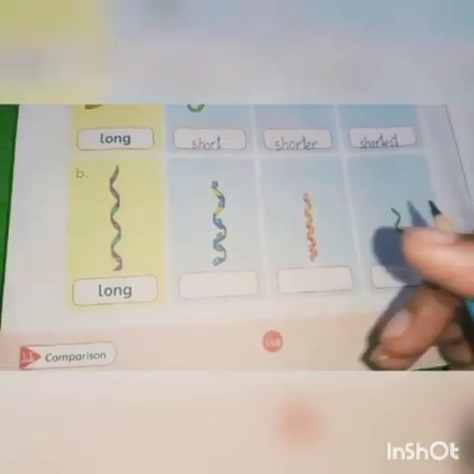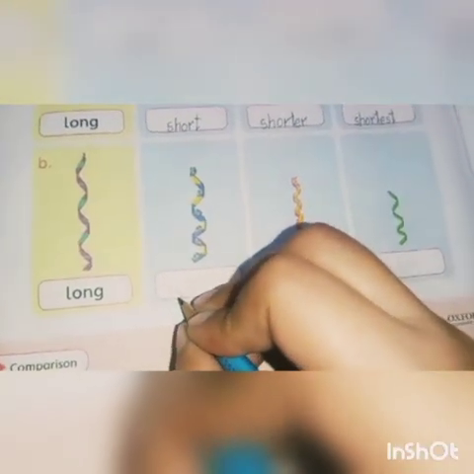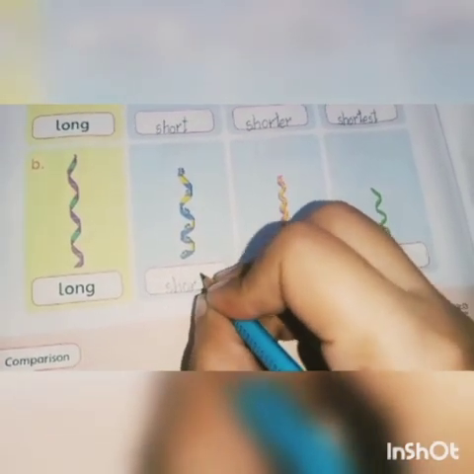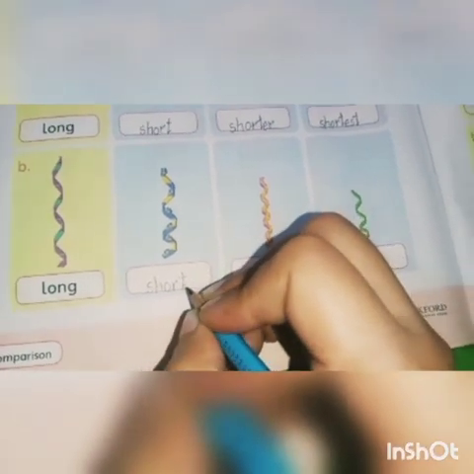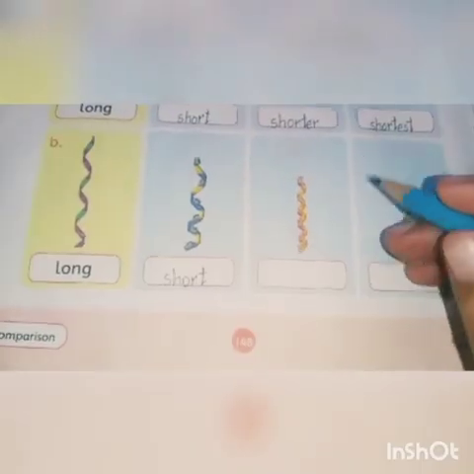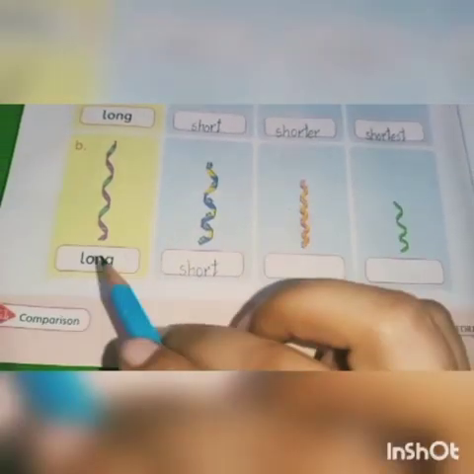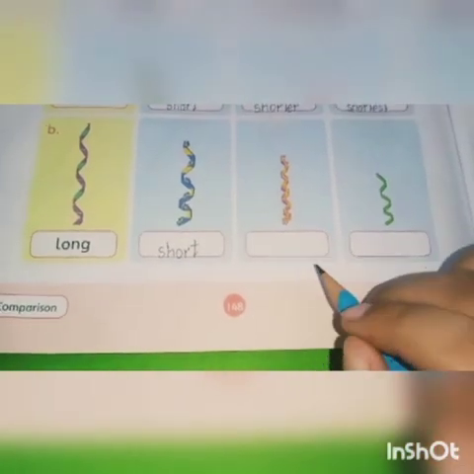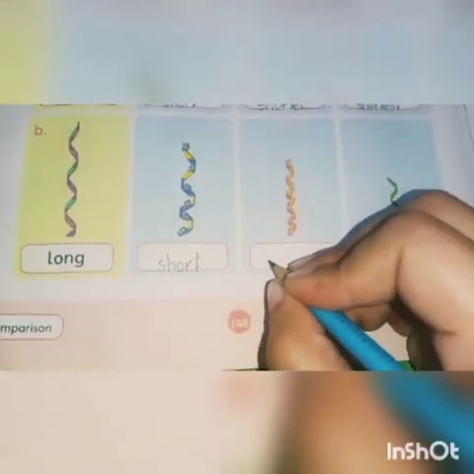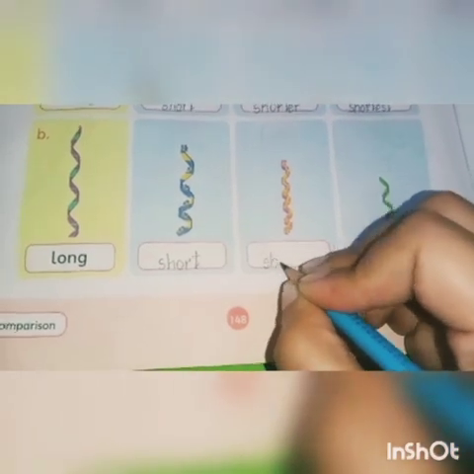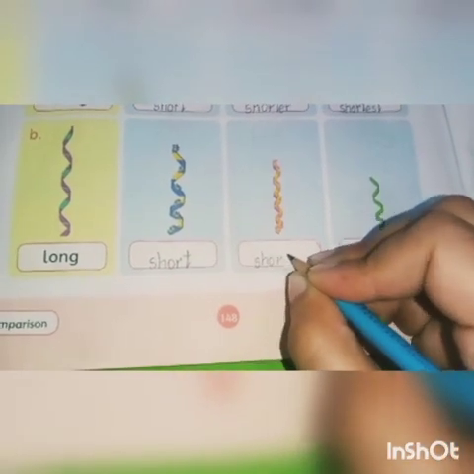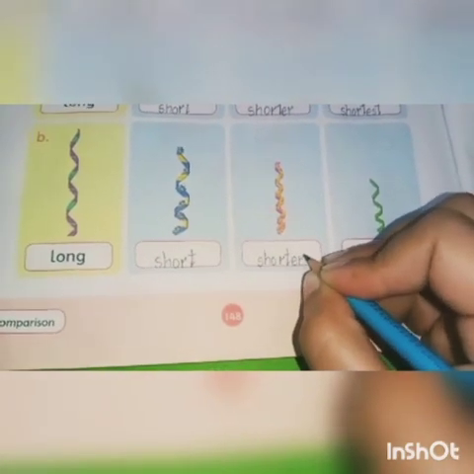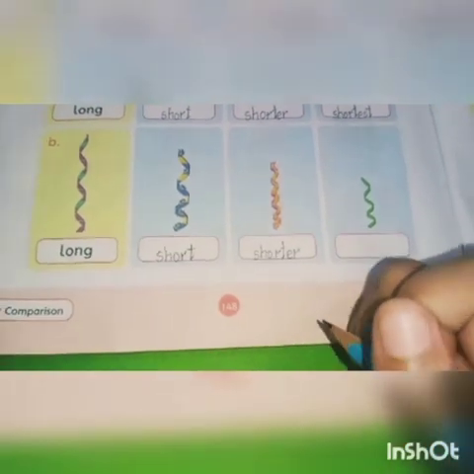Let's write it. S H O R T, short. Go for the next one. Here we have a ribbon which is shorter than these two and longer than this one. So we are going to write shorter in the box. Let's write it. S H O R T E R, shorter. Go for the next one.